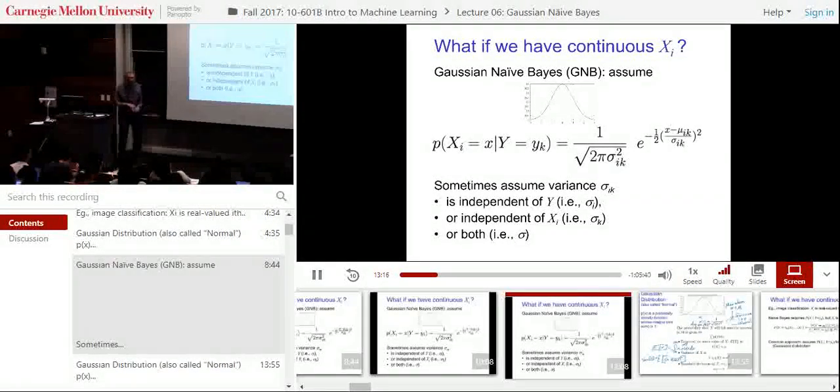Okay, but that's kind of a detail. The important thing here is that we're going to use the Gaussian distribution. It's the most common distribution that people use for continuous variables.